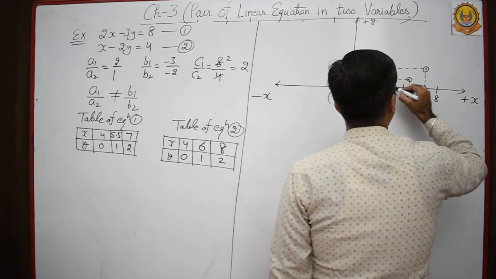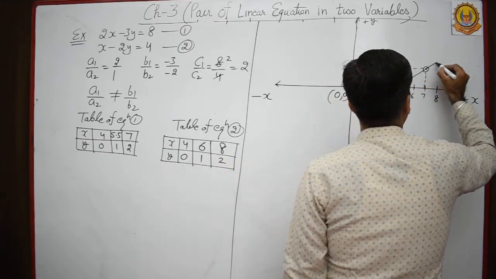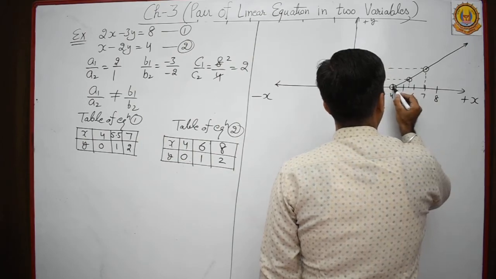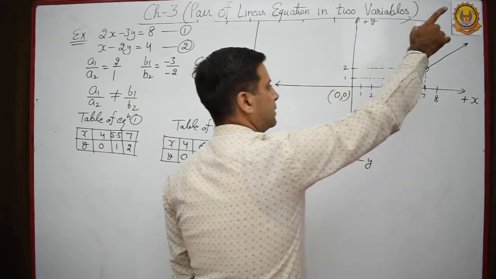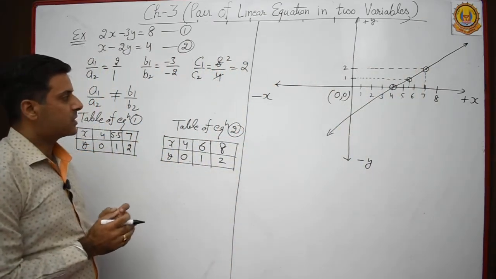Now join all these 3 points. They should be in a straight line if I am right. So this is the graph of the first table, the first equation.